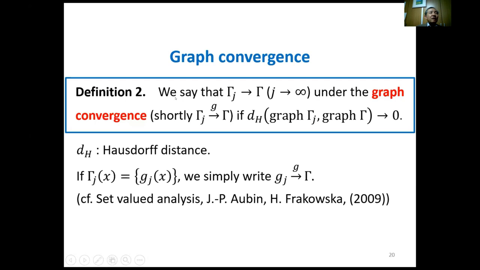So what is the definition here? We say Gamma_j converges to Gamma under the graph convergence if the Hausdorff distance tends to zero. And if Gamma_j is just a singleton, so this is just a graph of a usual function, we simply write g_j tends to Gamma. So this is about set-valued functions. I refer to the set-valued analysis book by Aubin and Frankowska. This is a very nice book.